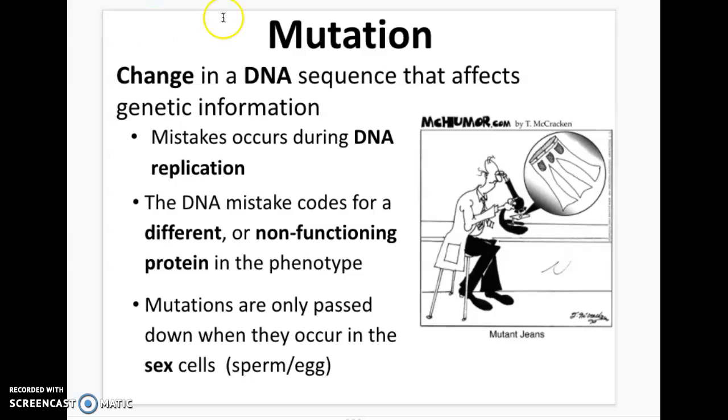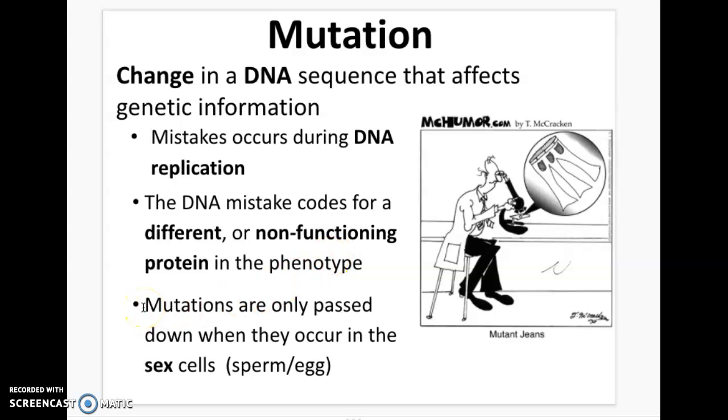A mutation is a change in the DNA sequence that affects genetic information. These mistakes usually occur during DNA replication, during S phase of the cell cycle, when the whole DNA is getting replicated. The DNA mistake codes for a different or non-functioning protein in the phenotype, the physical characteristics. Maybe it's a protein that carries oxygen in blood cells. If there's a mutation in that protein, it's either not going to work as well or not going to work at all, depending on how severe the mutation is.